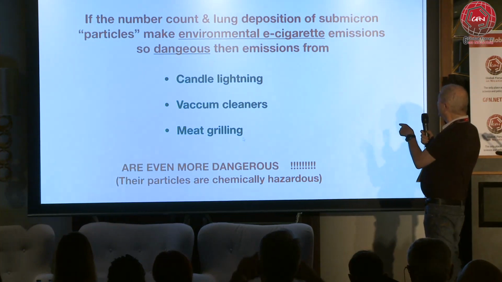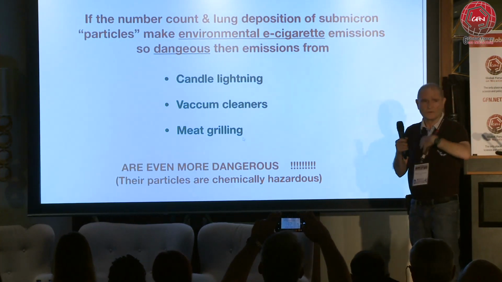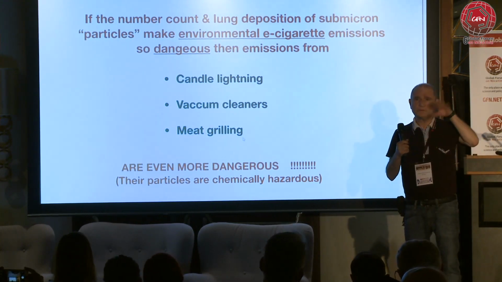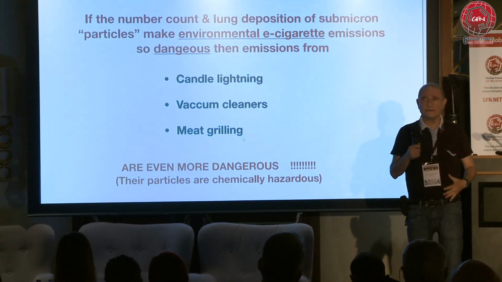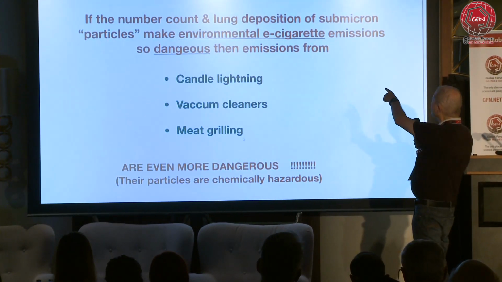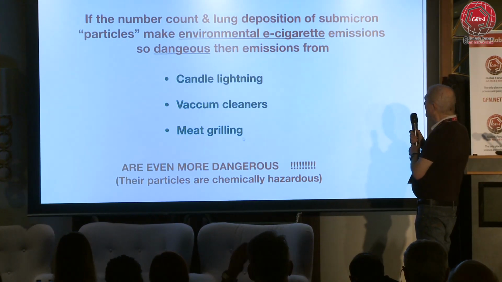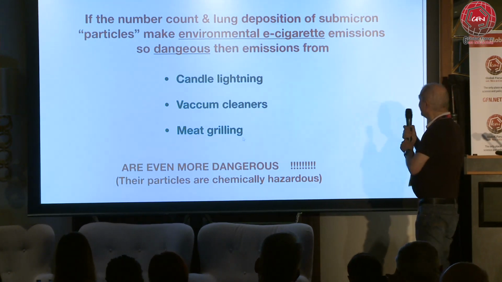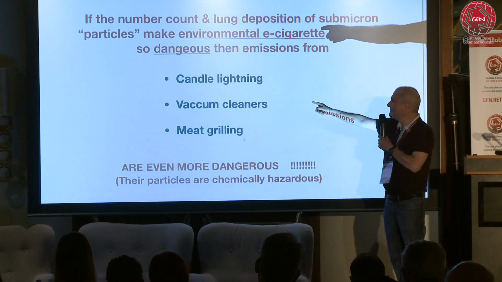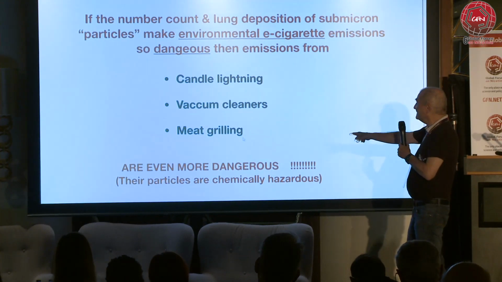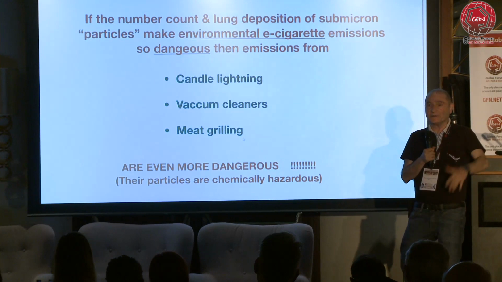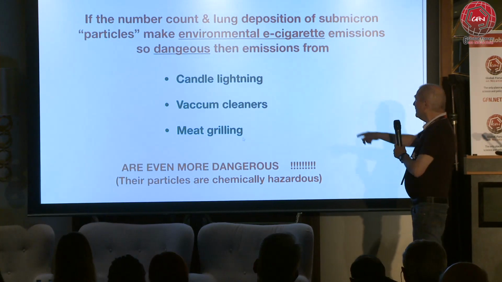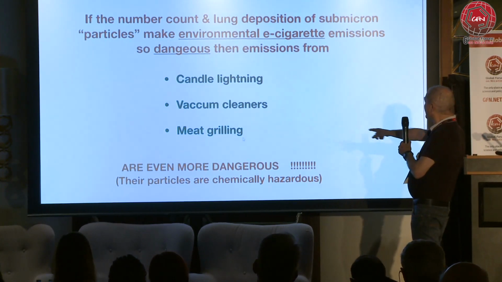So, the number count and lung deposition, because these people compute lung deposition, it's very easy to compute. There are very established models to predict deposition in the respiratory system. If the number count and lung deposition of submicron particles make environmental electronic cigarette emissions so dangerous, then emissions from candle lighting, vacuum cleaning, and meat grilling are even more dangerous, because we have more particles with a much more hazardous and complicated chemistry, right? So are these authors saying they're more dangerous, right?